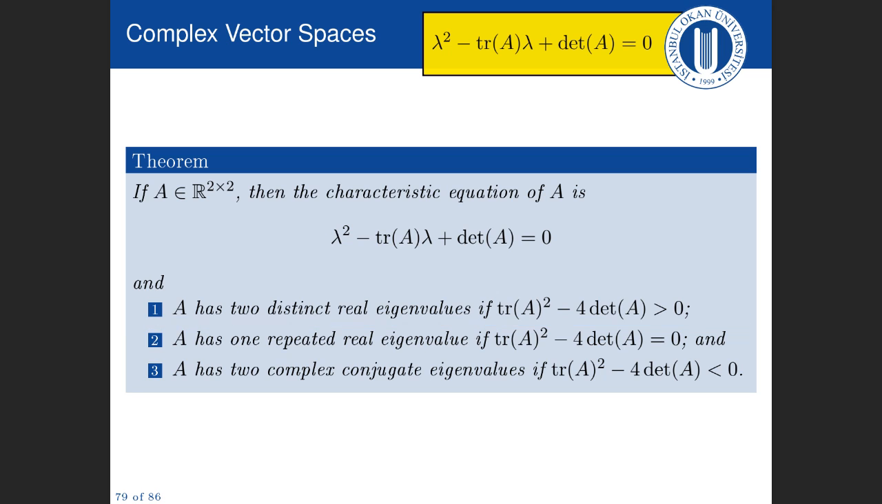And A must have 1 repeated eigenvalue if the trace of A squared minus 4 times the determinant of A is 0. Or to say it another way, if the trace of A squared is the same as 4 times the determinant of A. And finally, we know that we're going to have 2 complex conjugate eigenvalues if the trace of A squared minus 4 times the determinant of A is a negative number. In other words, if the trace of A squared is smaller than 4 times the determinant of A.